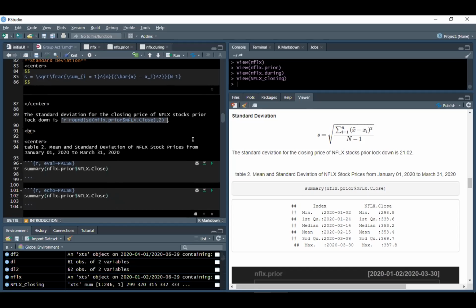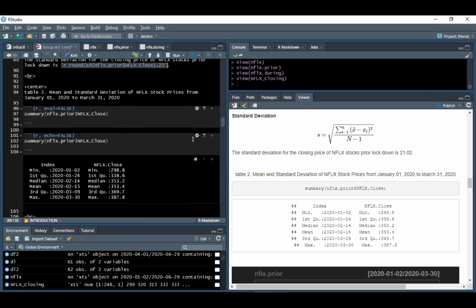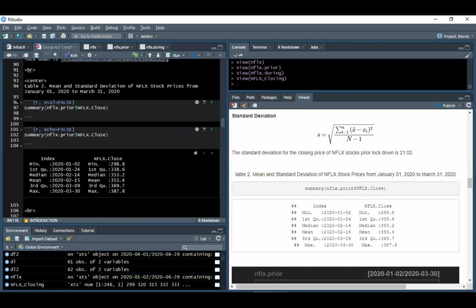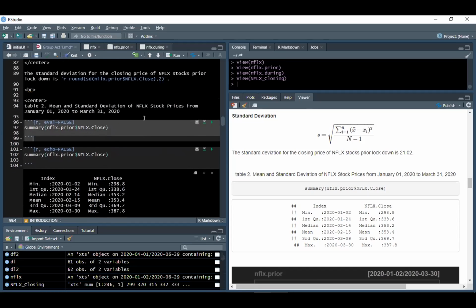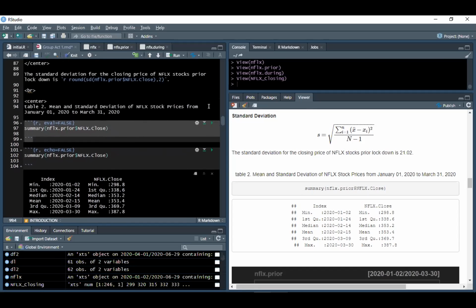And then lastly, for the summary, we've used the summary function, inserting Netflix.prior, $ sign Netflix.close to get the results. We've set eval to false to hide the results, and another one, which is echo, to false to hide the chunk code.